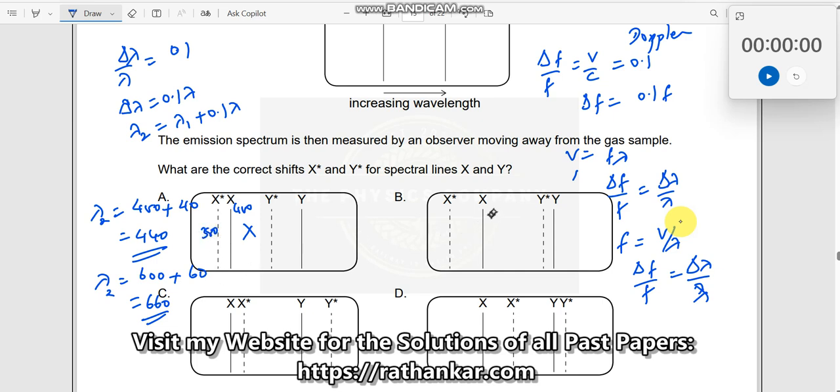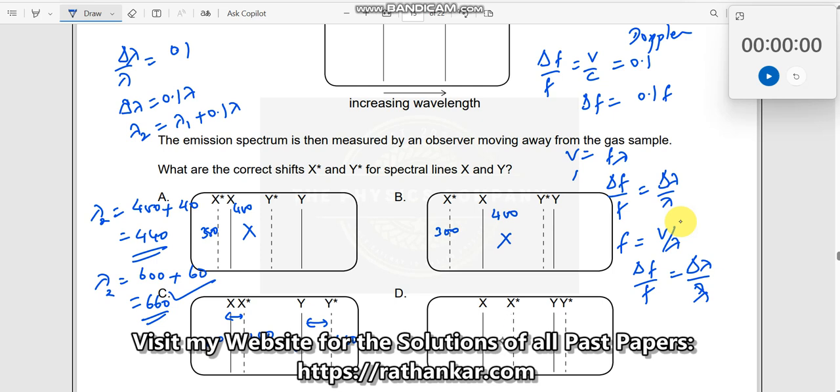Now let us look at this. If this is 400, this could have been something like 300. This is also not possible. Let us look at this here. If this is 400, this should be 440. Agreed. Now let us look at this. This is 600. This can be 660. See, the width here is larger as compared to this width. That's what is expected here, right? So therefore C should definitely be the right answer.